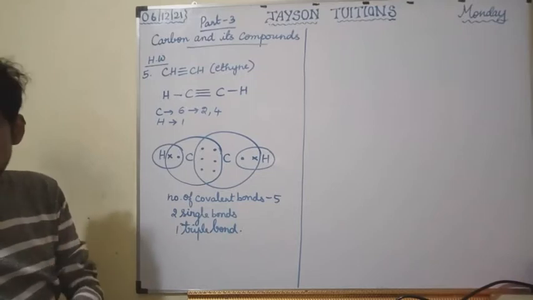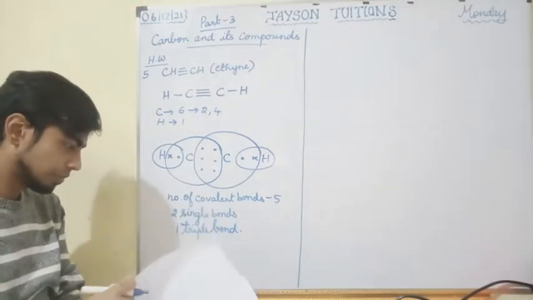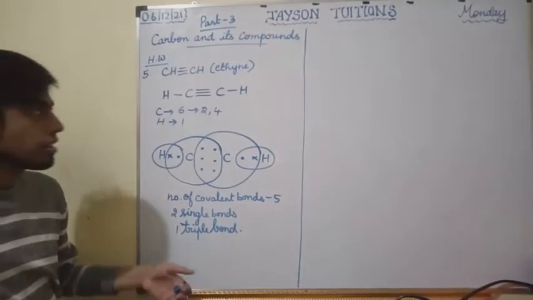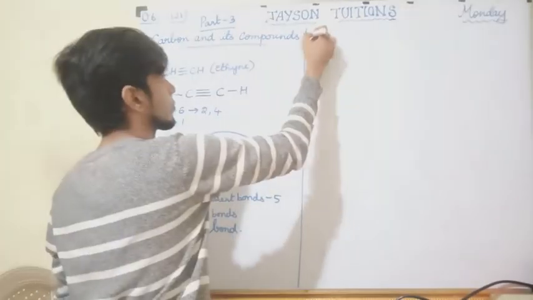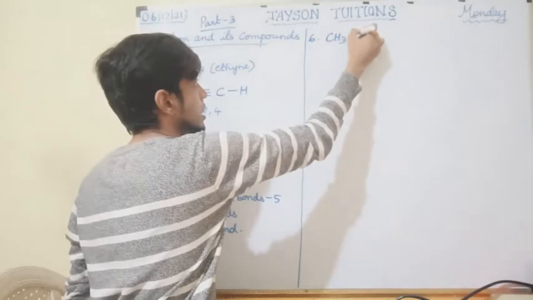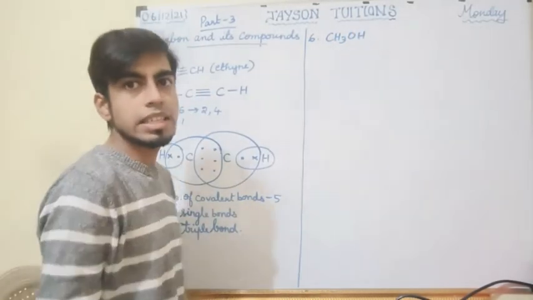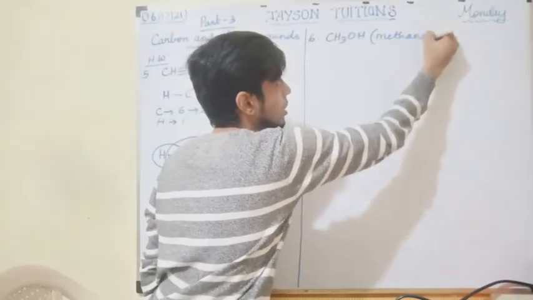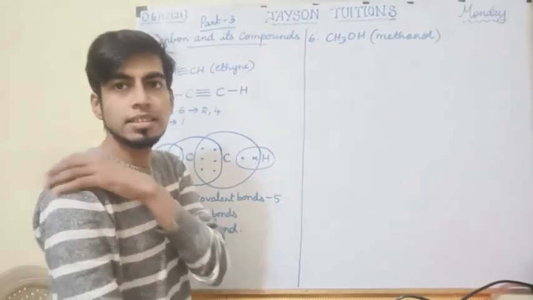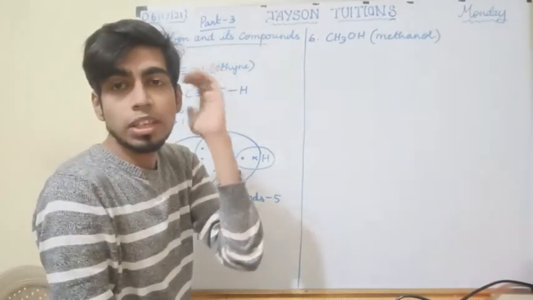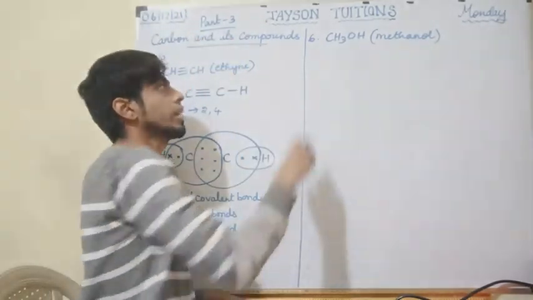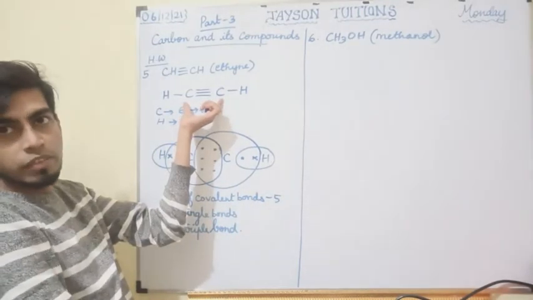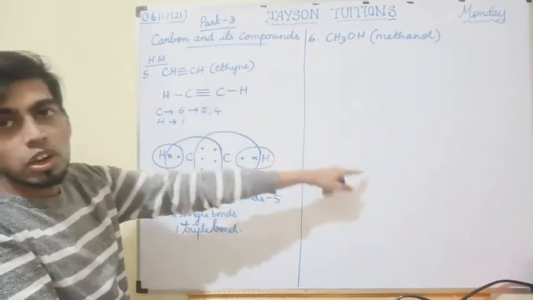Okay. So the next question is we have to draw the electron dot structure for CH3OH. CH3OH is nothing but methanol. So we are going to draw the electron dot structure for methanol. Okay. So CH3OH. First we will draw the structural formula. Then it will be easy for us to draw the electron dot structure.